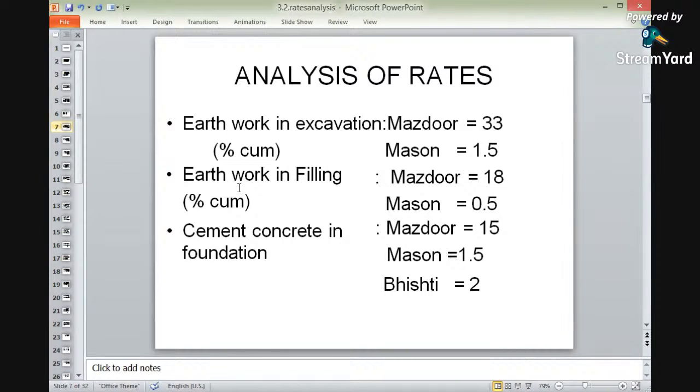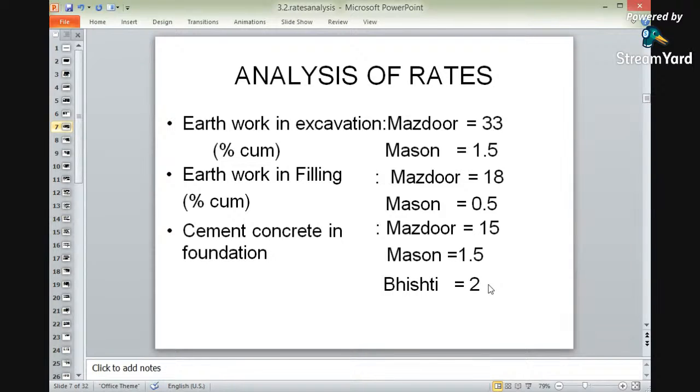Again, earthwork in filling. In case of earthwork in excavations, more numbers of laborers or mazdoors are required, whereas in filling, because the filling part is a little bit easier as compared to the excavations, here we have taken mazdoor as 18, mason as 0.5. Cement concrete in foundations, again we have taken mazdoor as 15, mason as 1.5, and bistri, that is the helper or the waterman, as 2. Cement concrete in foundations.